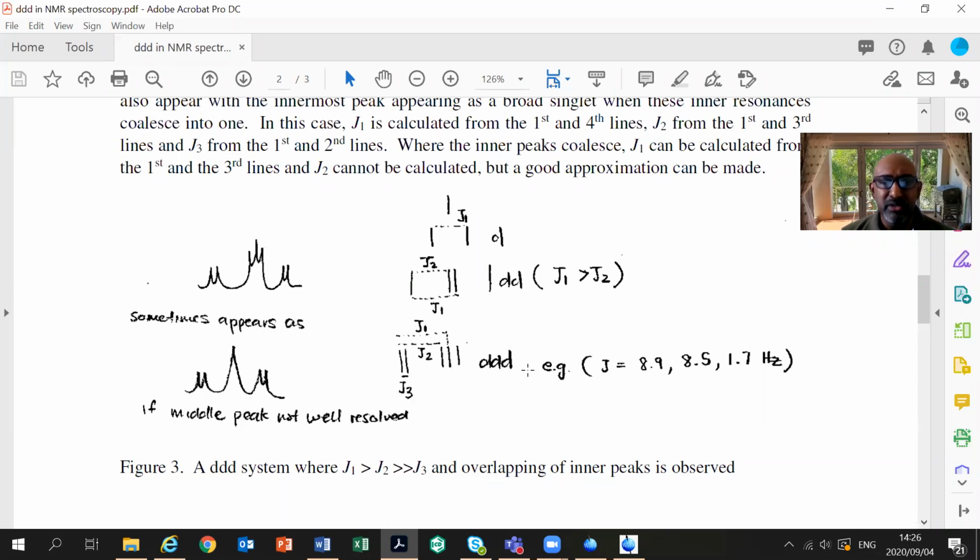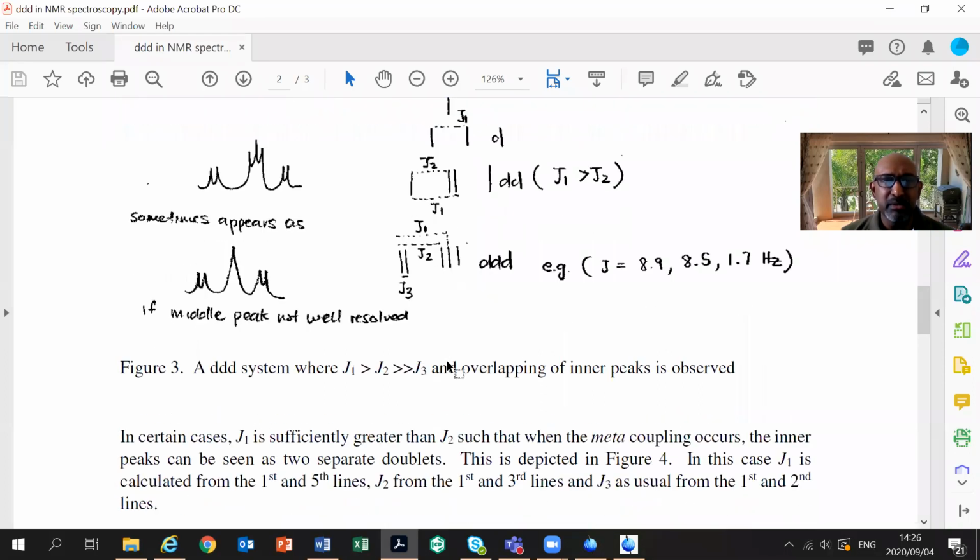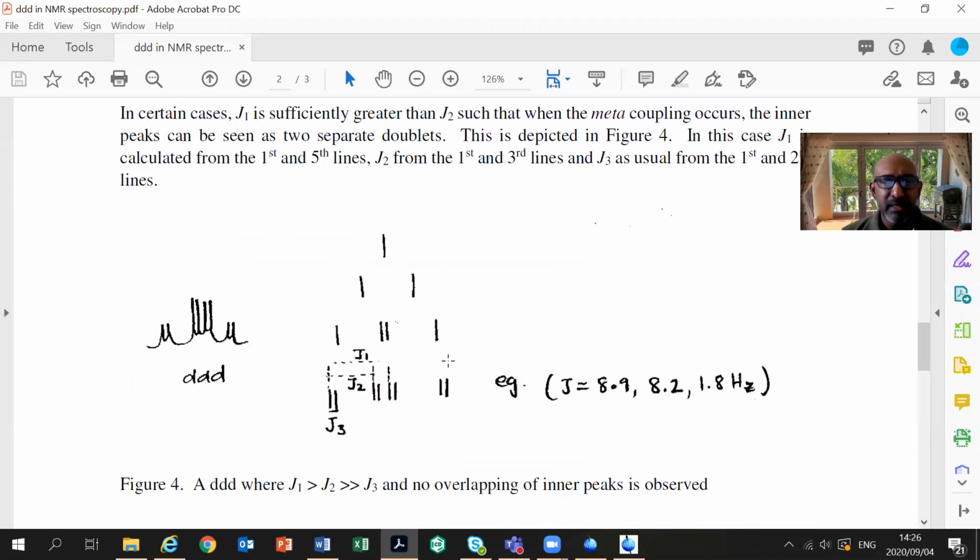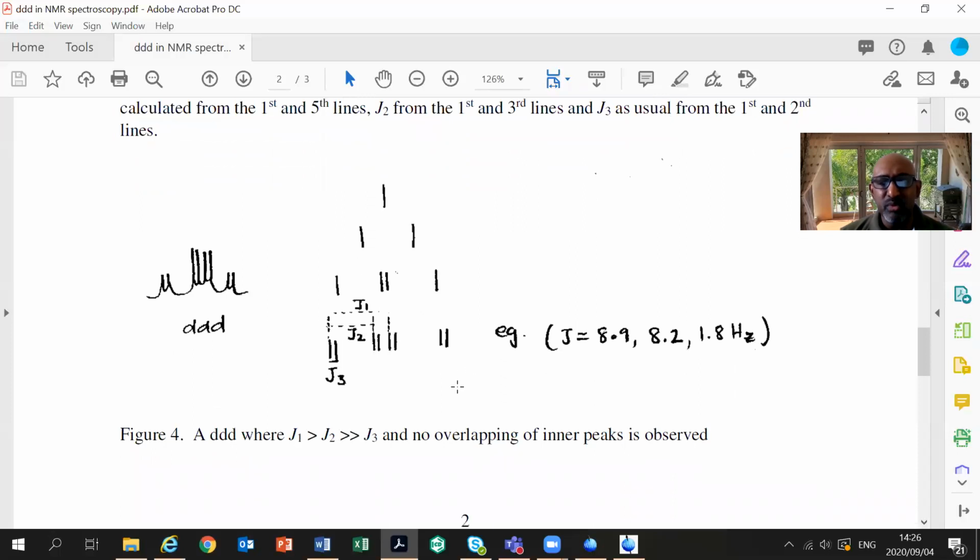And I'll give you this document to have a read through, and you can see what you can actually expect from other doublets of doublets of doublets as well. In the next case, which you won't see in this particular one, is what happens when I have a proton that's split into a doublet. The next one is split into a doublet, but one coupling constant is slightly smaller than the other one. So I still have 2 large coupling constants, but one is slightly smaller than the other.